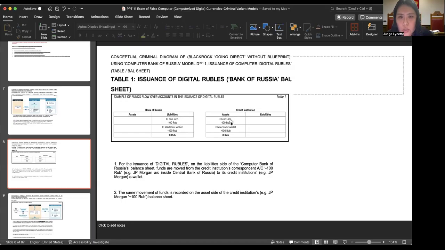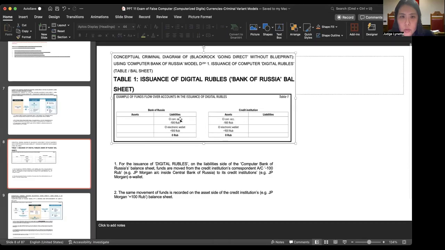At the same time, the credit institution has a reduction in 100 ruble assets, not electronic assets, but the original paper cash, reduced by 100 rubles. And the Computer Bank of Russia no longer owes this 100 in paper notes, Russian rubles, as liability to the credit institution. It's all now been converted to electronic form. So the Bank of Russia has an increment of 100 electronic digits owed as liability, and at the same time, the credit institution's electronic wallet gained plus 100 rubles.